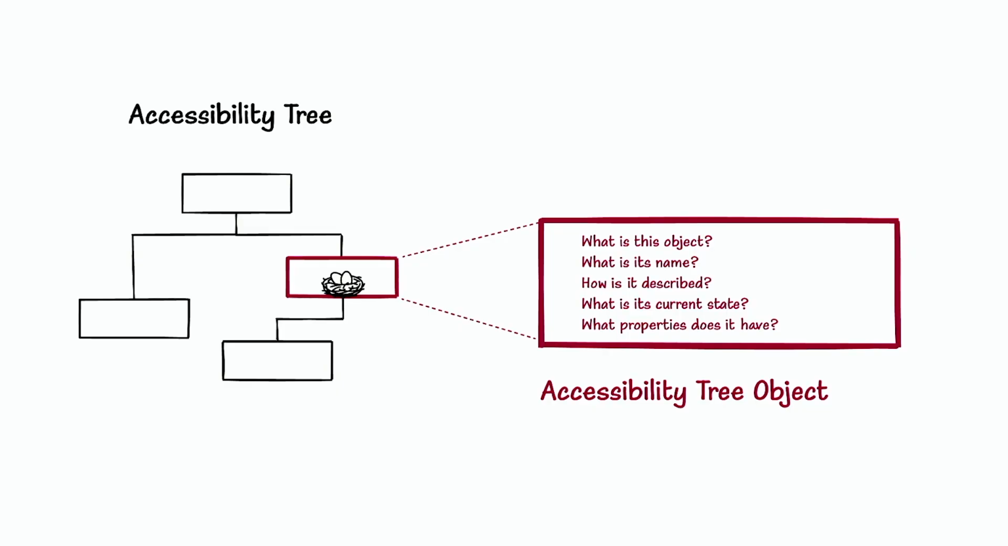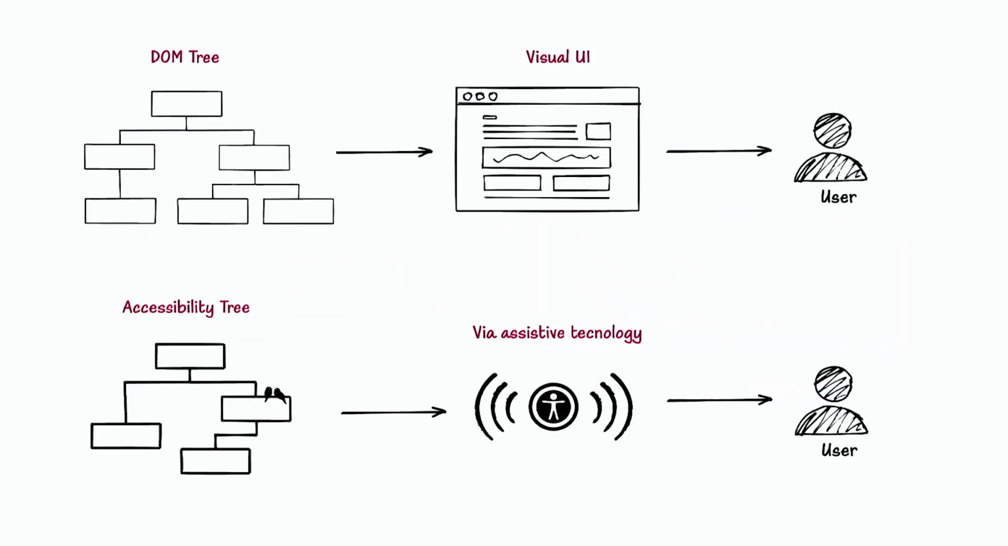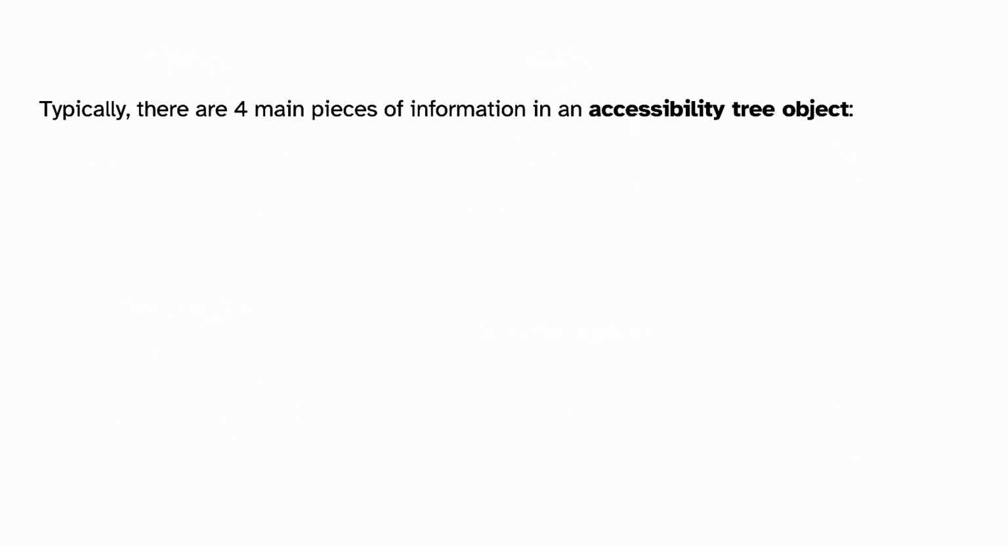Like the DOM tree, the accessibility tree is a tree of objects. Each object represents an element on the page and contains accessibility information about that element. Like, what is this kind of element that I'm interacting with? What is its name? How do I identify it? What does it do? Unlike the DOM tree, the accessibility tree is not painted into a visual user interface. Assistive technologies use the information presented in the accessibility tree to present content to the user and to create an interface for navigation for their users. Typically, there are 4 main pieces of information in the accessibility tree object that describe an element to screen reader users or assistive technology users in general.